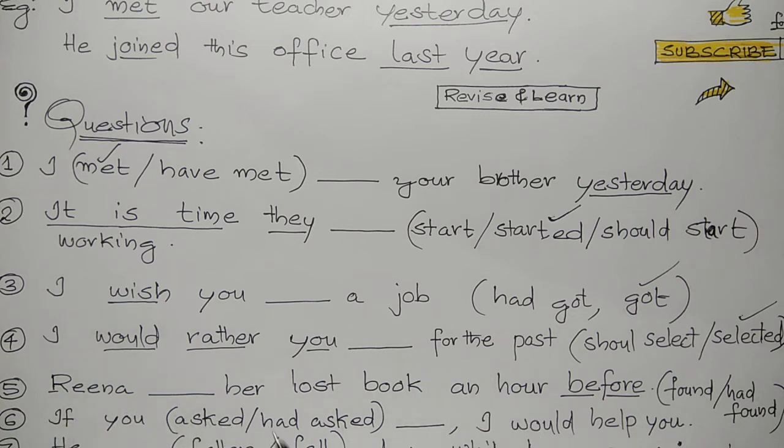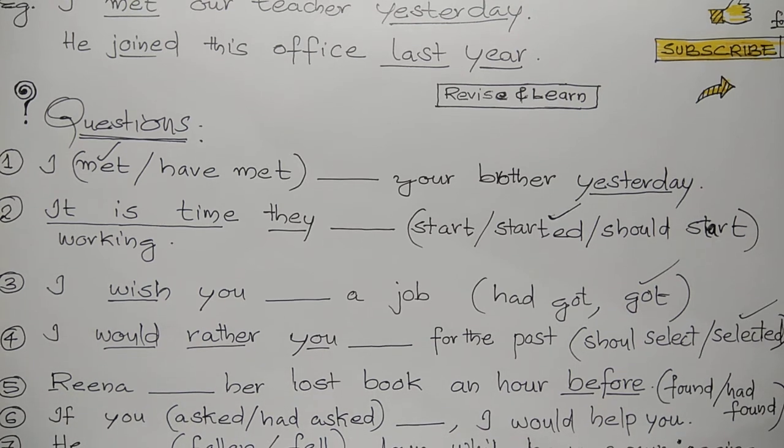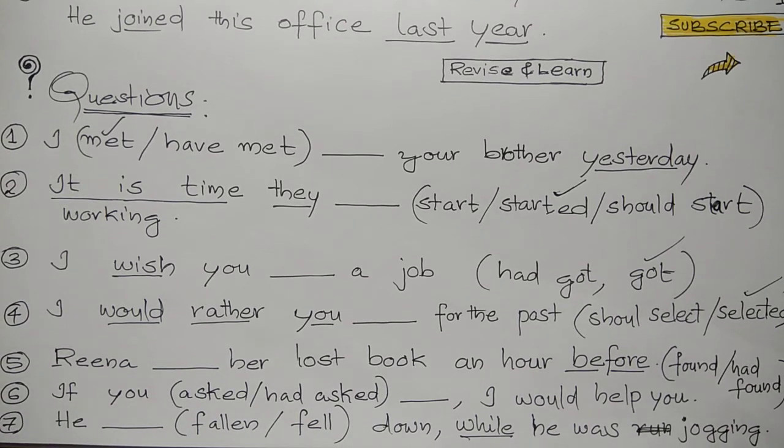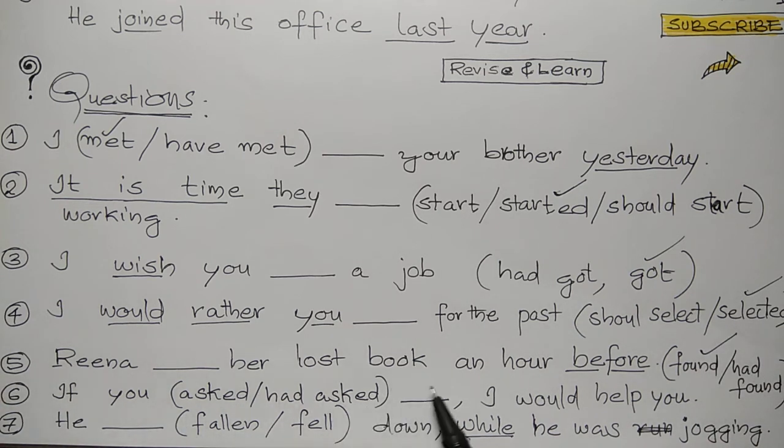Fifth one, Reena dash her lost book an hour before. So see, the word before shows a point of time in the past. So we use the V2 form, found. Reena found her lost book an hour before.